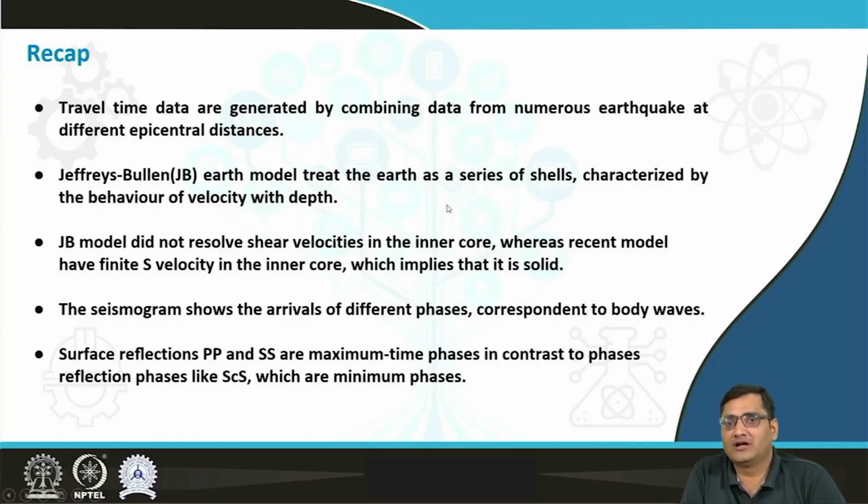We learnt about the various kinds of phases that travel inside the earth. For example, we learnt about the PKIKP phase, PcP phase, PcS phase, ScS phase, etc. We also learnt that there are phases which have the minimum travel time, but there are also phases which have the maximum time, such as the surface reflections PP and SS, and we also derived how these phases travel the maximum time inside the earth.